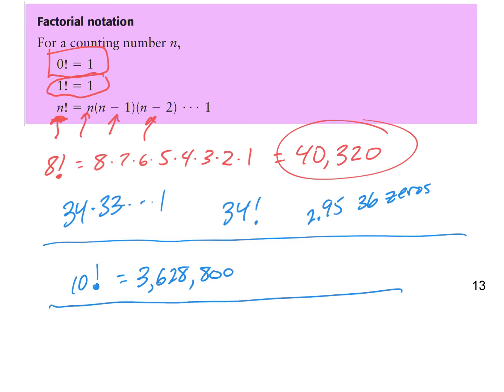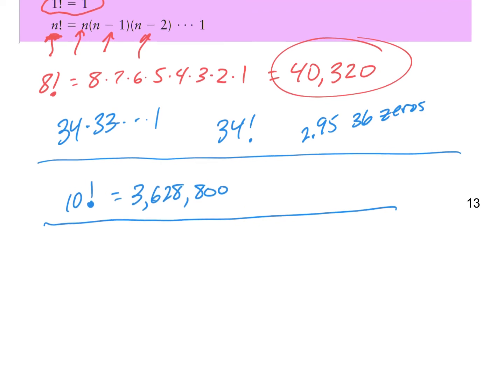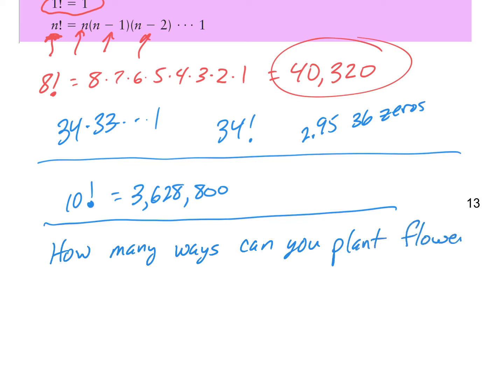Now let's see how smart you guys are. Okay, I've talked about lining up on a line. How many ways can 10 people line up on a line? 10 factorial. What if I said this? How many ways can you plant flowers in a circular garden?